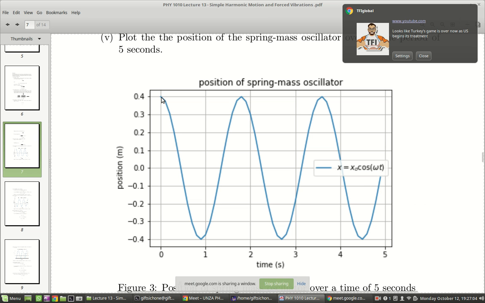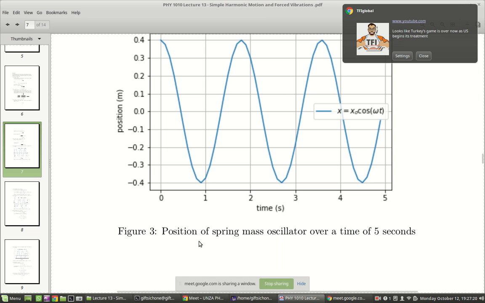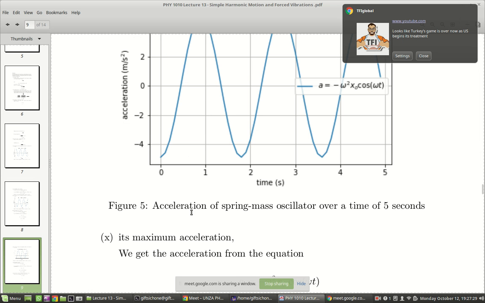Maximum acceleration happens when the mass is changing the direction in which it's moving. So if it's going one way, it stops and starts going the other way. That point when it's changing direction, that's where maximum acceleration happens. And that's a point where you have maximum displacement.